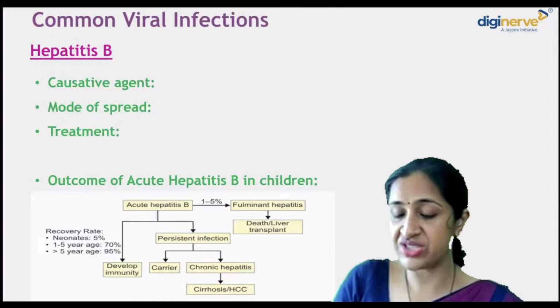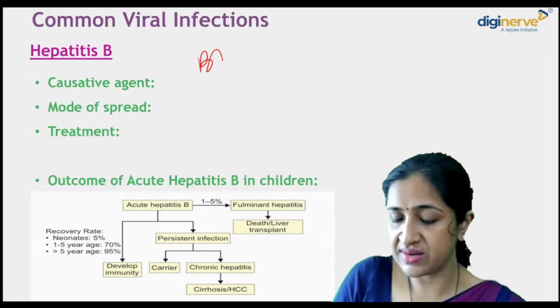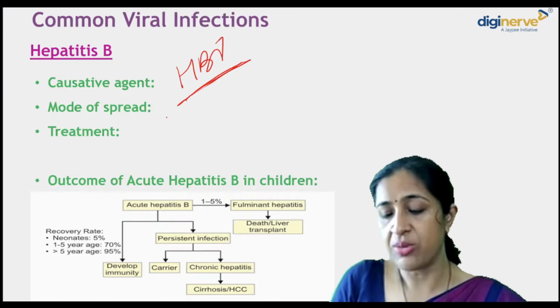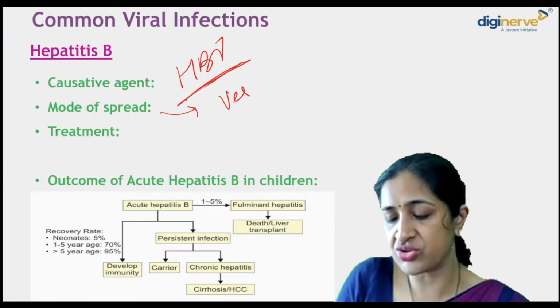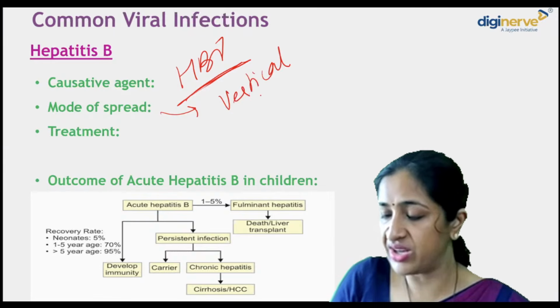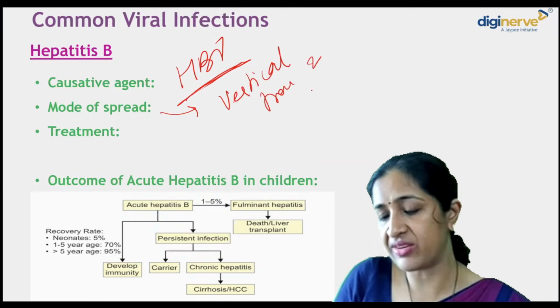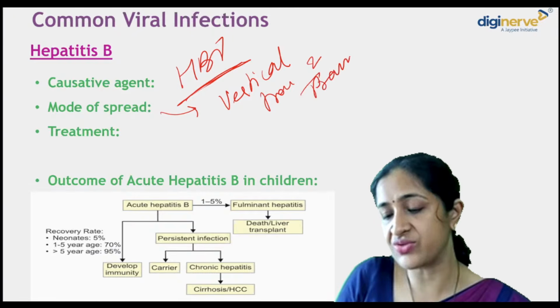Hepatitis B, causative agent you all know, is the hepatitis B virus. Mode of spread in adults, yes, there are other modes, but in children, the most common mode of spread is the vertical route, and blood transfusions.